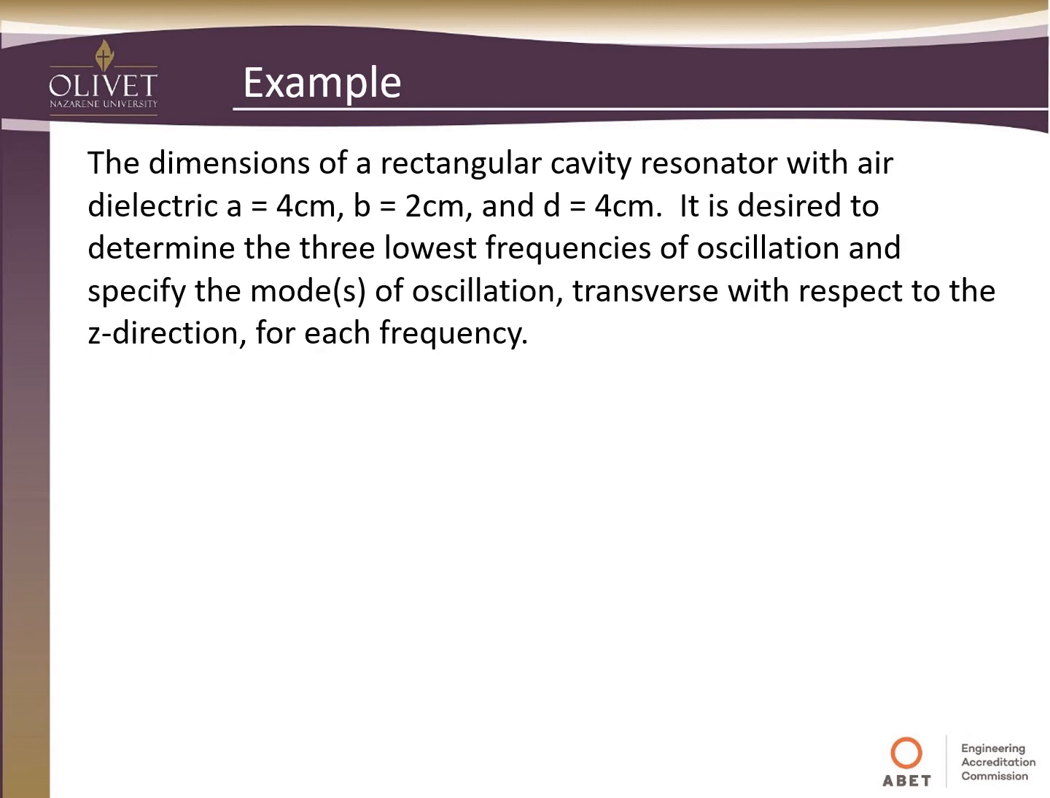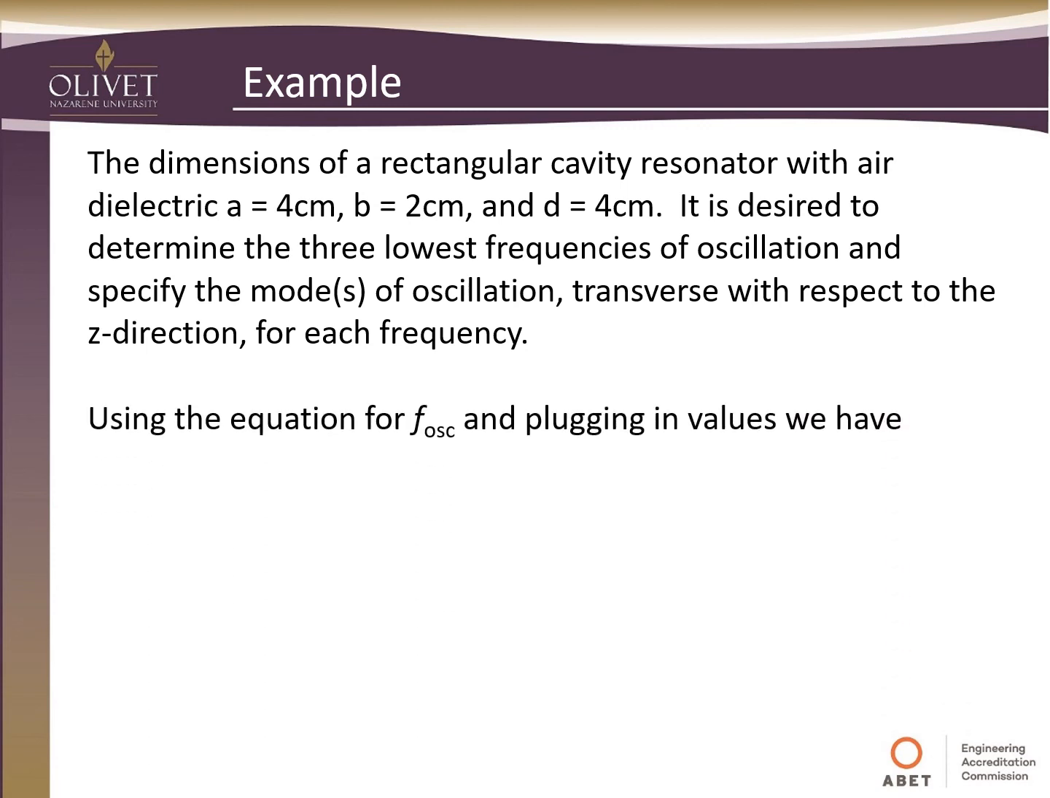So a quick example here: the dimensions of a rectangular cavity resonator with air dielectric. We have A, which is the X direction, is 4 centimeters, B, which is the Y direction, 2 centimeters, and D, which is the Z direction, 4 centimeters. And it's desired to determine the 3 lowest frequencies of oscillation and specify the modes of oscillation transverse with respect to the Z direction for frequency.